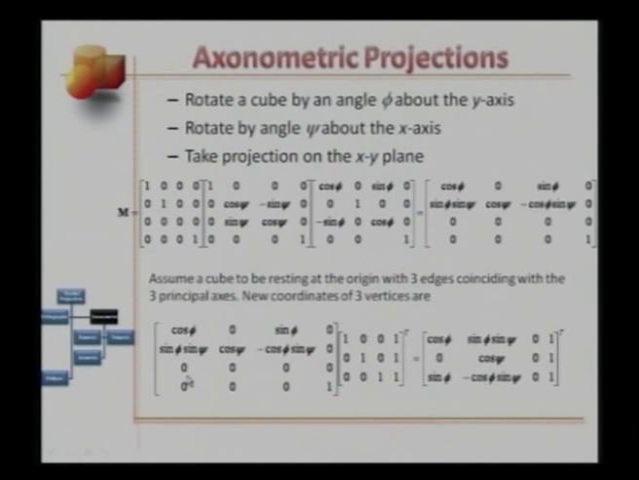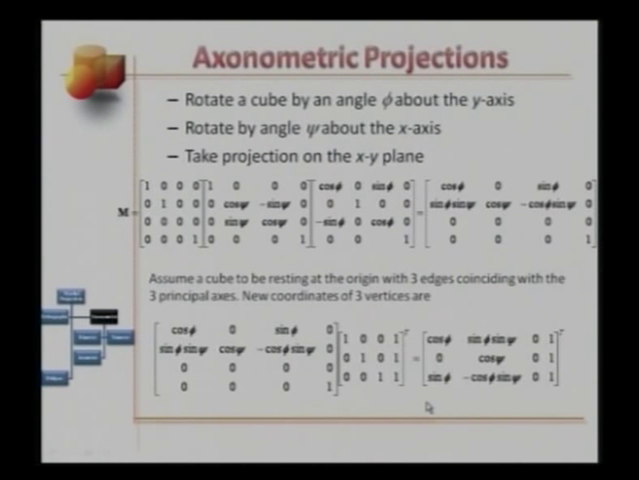So, we pre-multiply the coordinates of the three vertices, namely 1, 0, 0, 0, 1, 0, 0, 0, 1. We transpose and we express these coordinates in homogeneous coordinate system. We pre-multiply this matrix by this transformation matrix. We get this result: cosine of phi, sine of phi times sine of psi, 0, 1, 0, cosine of psi, 0, 1, sine of phi, minus cosine of phi times sine of psi, 0, 1. These are the new coordinates of these points.